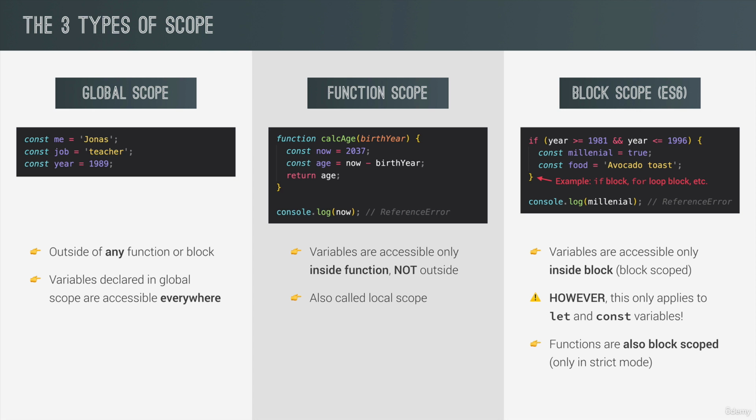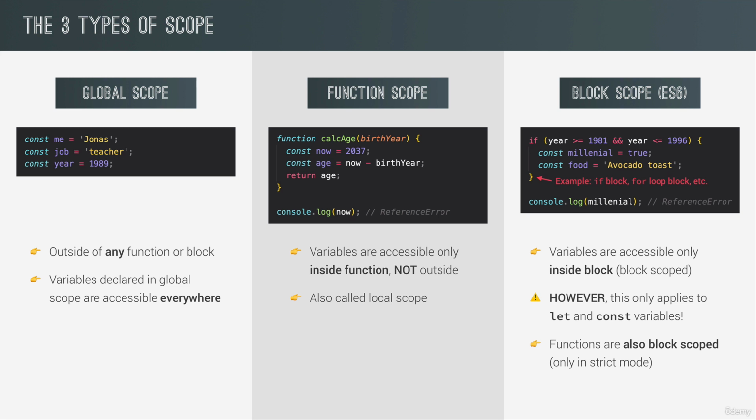So if I declared a variable using var in this block, then that variable would actually still be accessible outside of the block and would be scoped to the current function or to the global scope. And so we say that var is function scoped. So in ES5 and before, we only had global scope and function scope. And that's why ES5 variables declared with var only care about functions, but not about blocks.